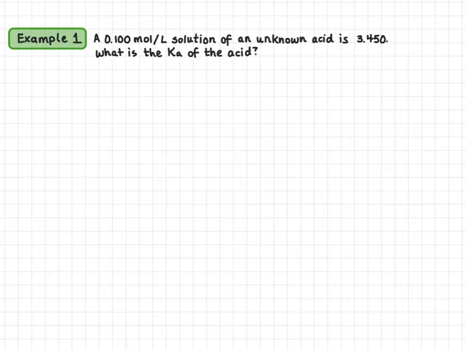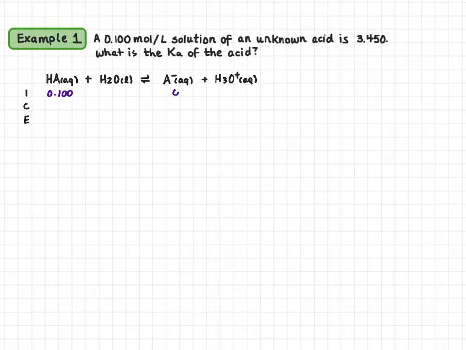So we're going to start by writing a generic ICE table and a generic ionization expression. When we don't know the identity of an acid, it's common to represent it as HA. So our acid HA will react with water to form A- and hydronium. We can write ICE down the side and fill in what we know. The initial concentration of our acid is 0.100, and we won't have any of our conjugate base or hydronium in our initial solution.